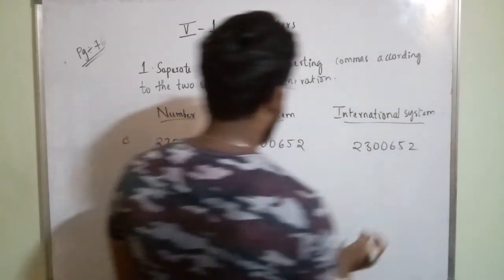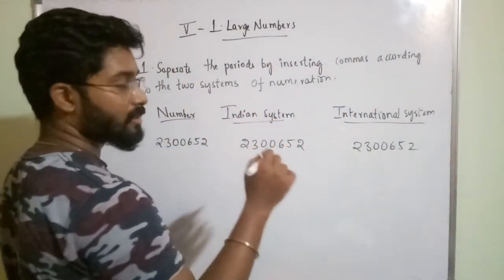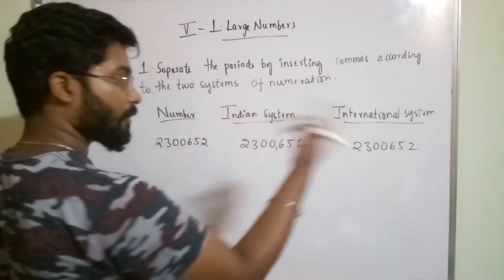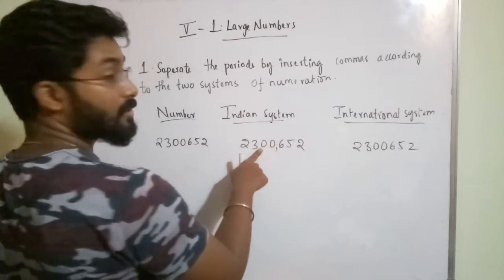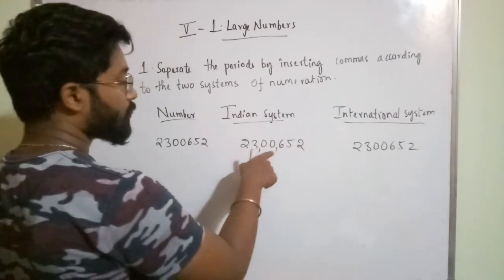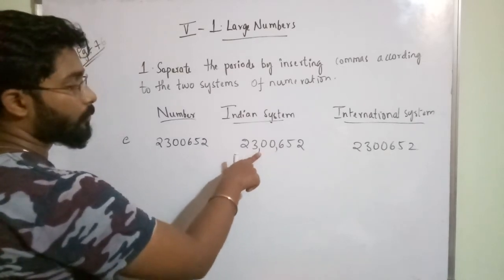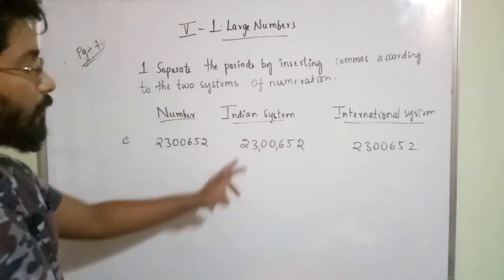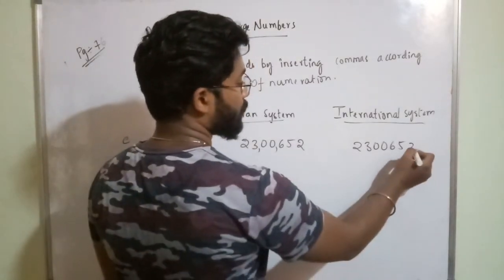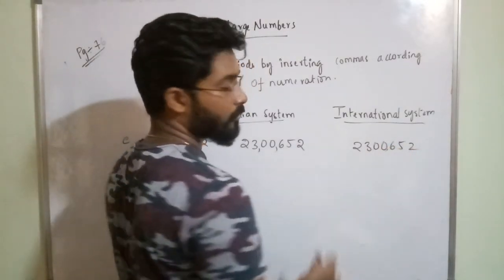2300652. First write the number. In the Indian system, the ones period has 3 digits, so after 3 digits I put one comma from right to left. In the thousands period, how many digits are there? 2. In the Indian system 2 digits are there, so after 2 digits I put one comma. So the number is 23,00,652. In the international system, after the first 3 digits put one comma.